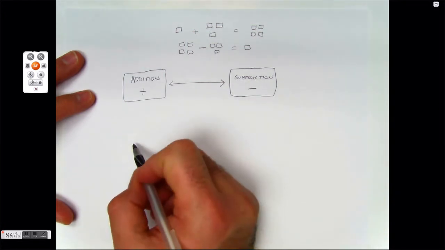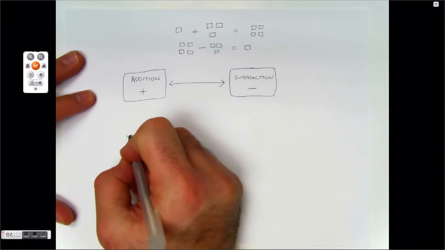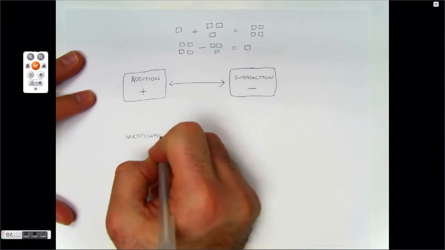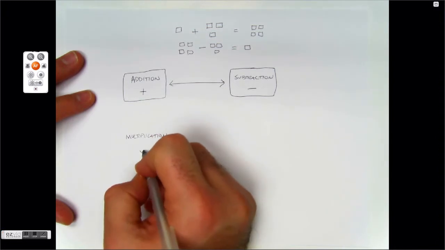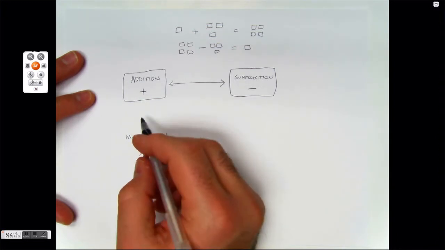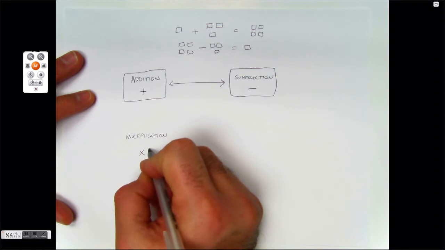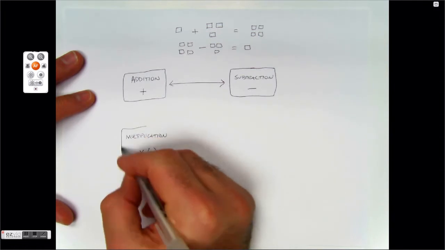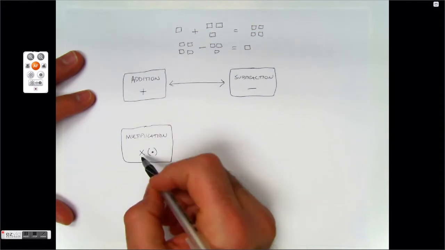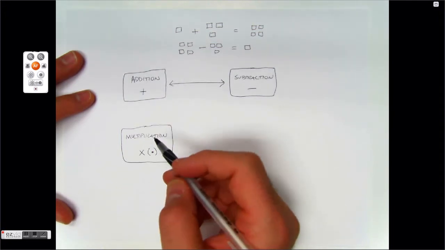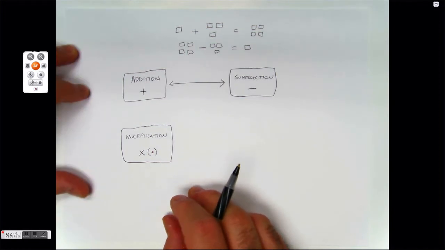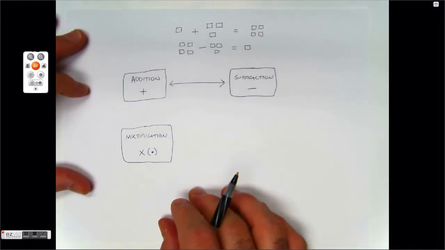Now, another base operation we have is multiplication. And we'll use this symbol in the book. We'll also later on, I'll put this in parentheses, we'll use the dot. And that's to help us out when we move into algebra, so we don't get the multiplication symbol confused with the symbol for x.